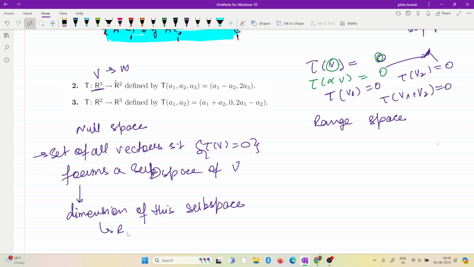Then the dimension of this subspace is called the rank. Sorry, it's called the nullity. I'm really sorry, this is not the rank. This is called the nullity of the transformation.